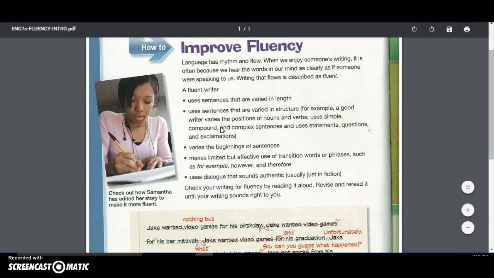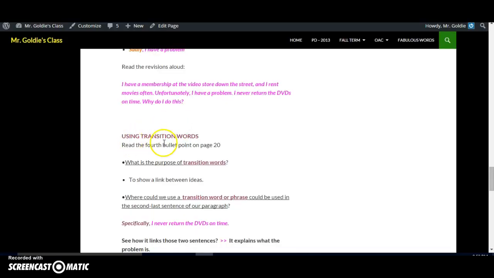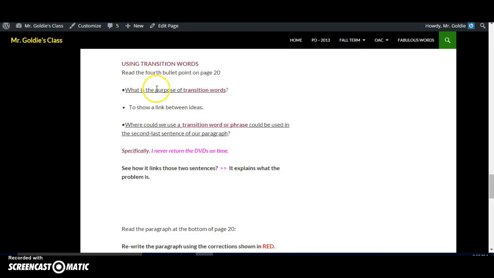The next strategy. A fluent writer makes limited but effective use of transition words or phrases such as, for example, however, and therefore. Let's go back. Transition words. Transition words are those connection words, right? So, for example, what is the purpose of a transition word? Well, to show a link between ideas. Where could we use a transition word or phrase, okay, in the second last sentence of our paragraph?